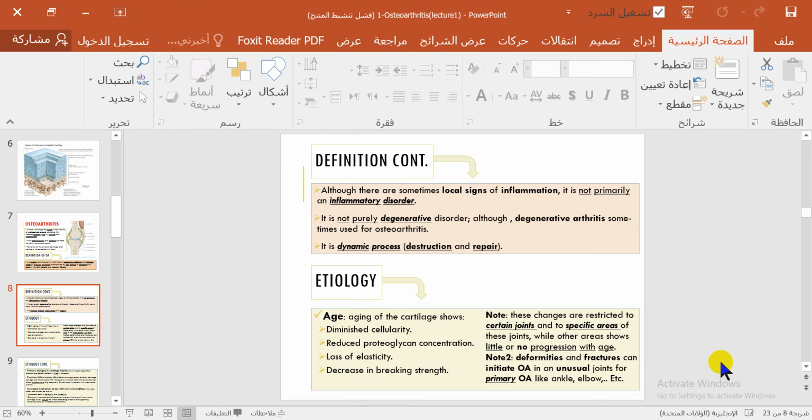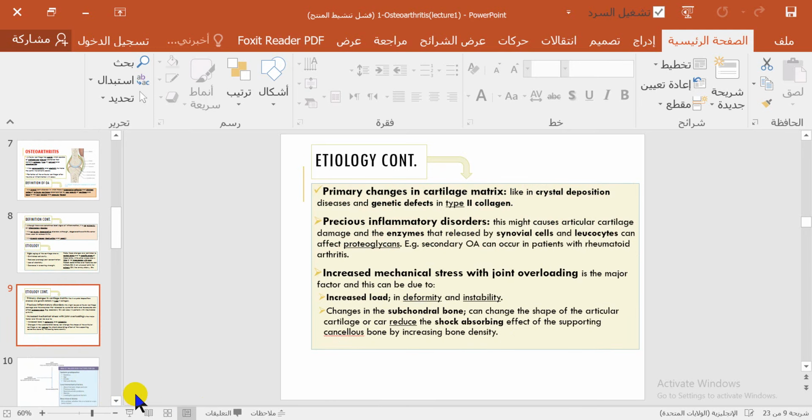Deformities and fractures can initiate OA changes in joints unusual for primary OA changes, like the ankle and the elbow. These joints, we can say, are immune from primary OA changes. Unless there is sustained trauma, they are unlikely to develop primary OA changes.